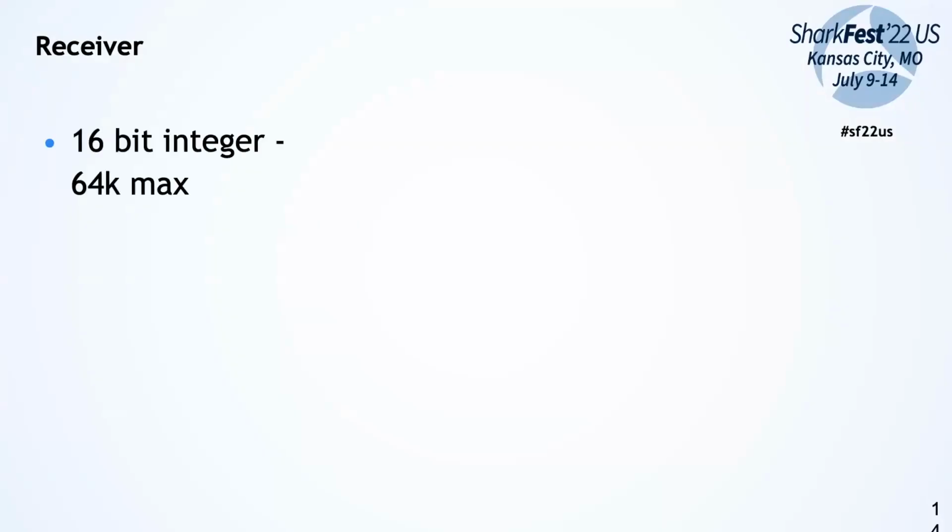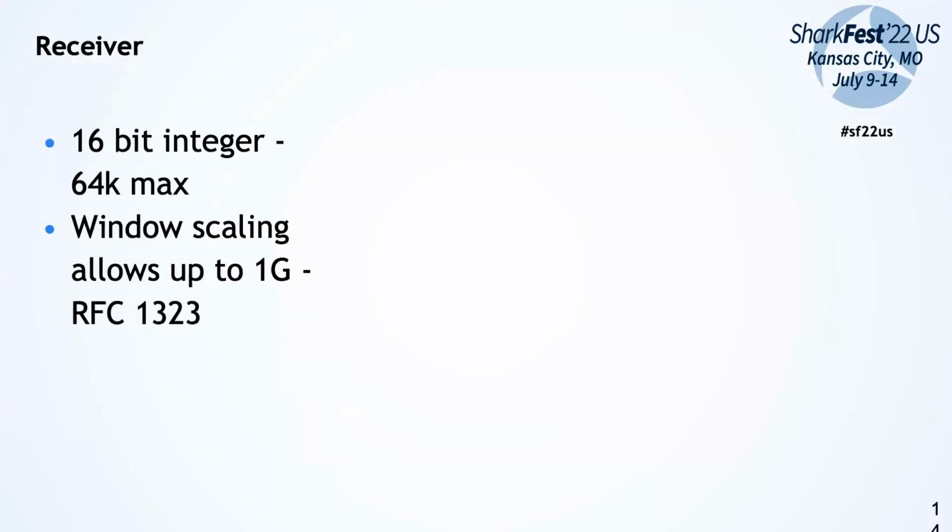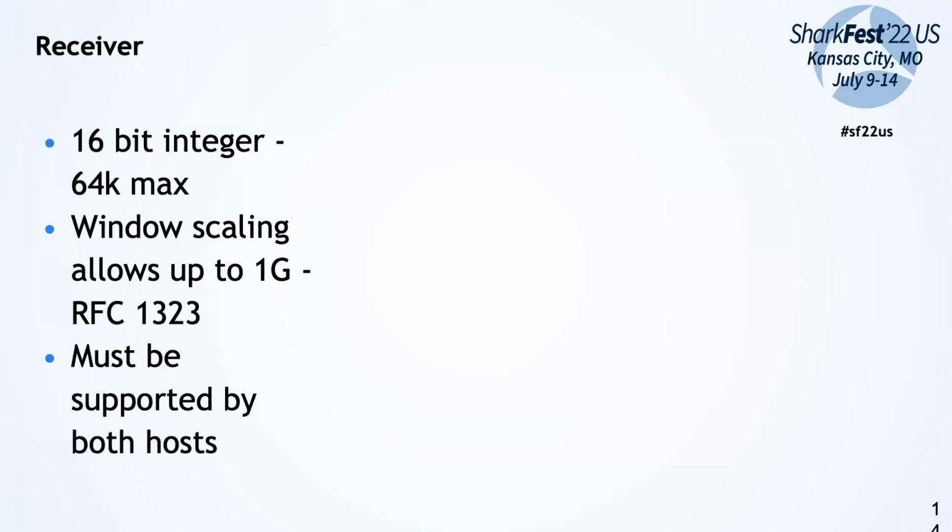Now, that is a 16-bit integer, so 64K is the maximum amount that can be advertised. Back in the day, I'm sure 64K was plenty, but it has not been enough for a long time since. So RFC 1323 allows window scaling up to 1 gig. Now, it does have to be supported by both hosts for it to be used.